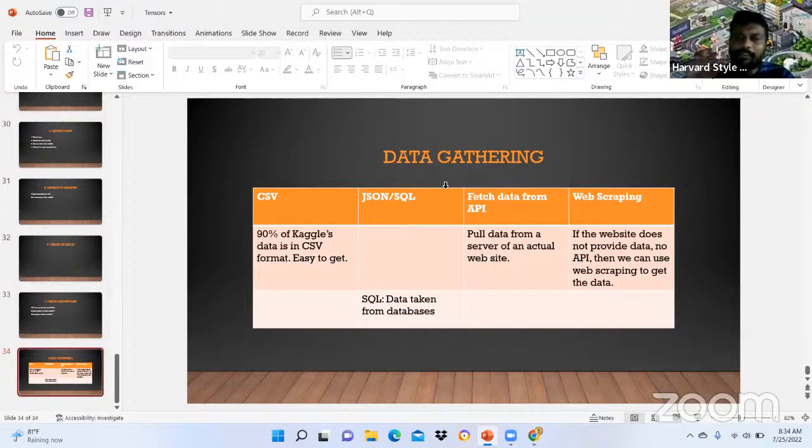But you do not know why these SQL and JSON things are coming. Actually, for CSV files also, you do not know how to get the data from a link. And this API method and web scraping, you do not have proper knowledge of. So these are much needed in the industry.